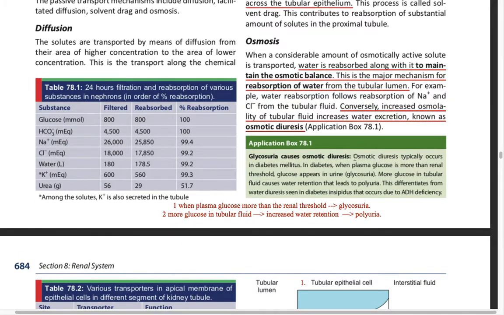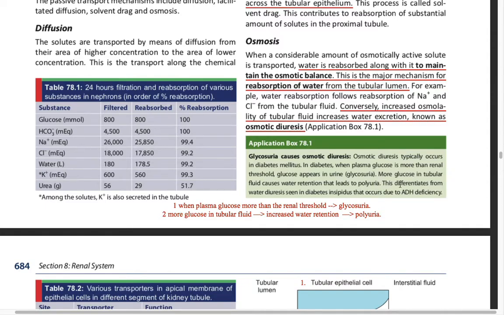Glycosuria causes the osmotic diuresis. Osmotic diuresis typically occurs in diabetes mellitus. In diabetes mellitus, when the plasma glucose is more than the renal threshold, glucose appears in the urine, called glycosuria. More glucose in the tubular fluid causes water retention in the tubule that leads to polyuria.